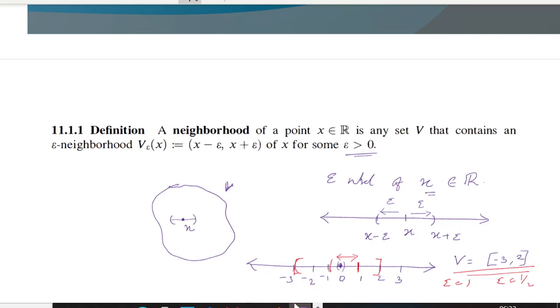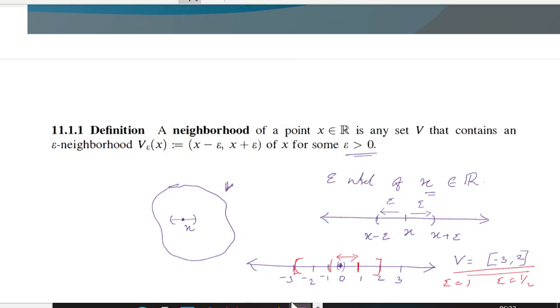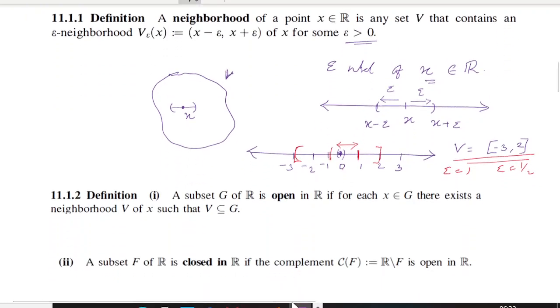I think now it's clear. The definition is clear, right? Now we will define when you say that a set is open. A subset G of R is open in R if for each x belonging to G, there exists a neighborhood V of x such that V is contained in G. So we will say that it is an open set.